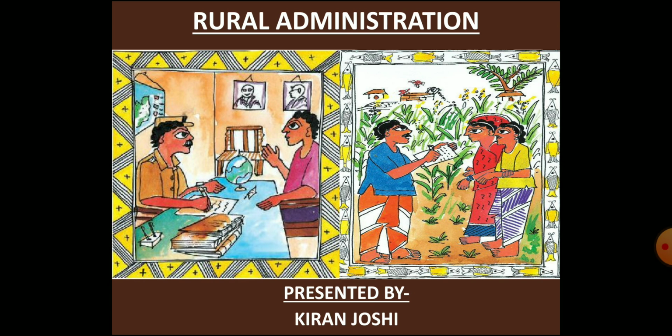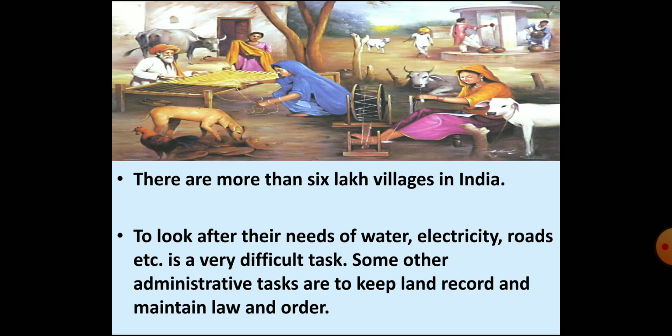Here I am presenting the video of Class 6 Civics, Chapter 6 Rural Administration. Children, you know that our country is very vast and has more than 6 lakh villages. To take care of their needs of water, electricity and road connections is indeed a very difficult work. Along with these, land records of the people in the rural areas have to be maintained and conflicts have to be resolved.